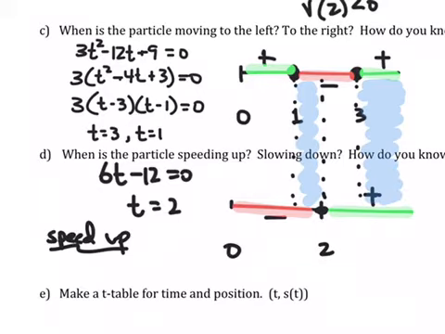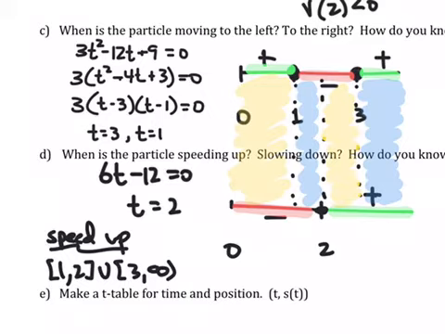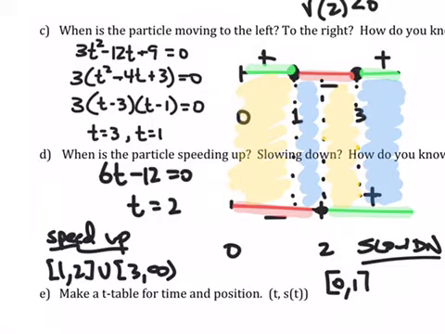That interval would be from 1 to 2, as well as from 3 to infinity. Therefore, they would be slowing down when their signs are opposite. So the particle will be slowing down on the interval from 0 to 1 and from 2 to 3.